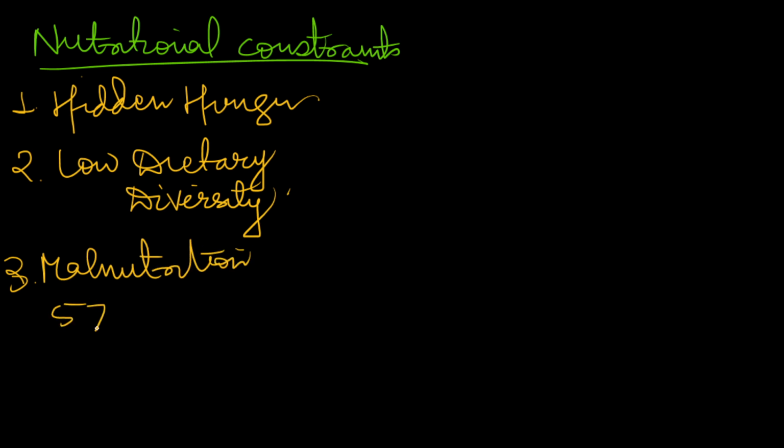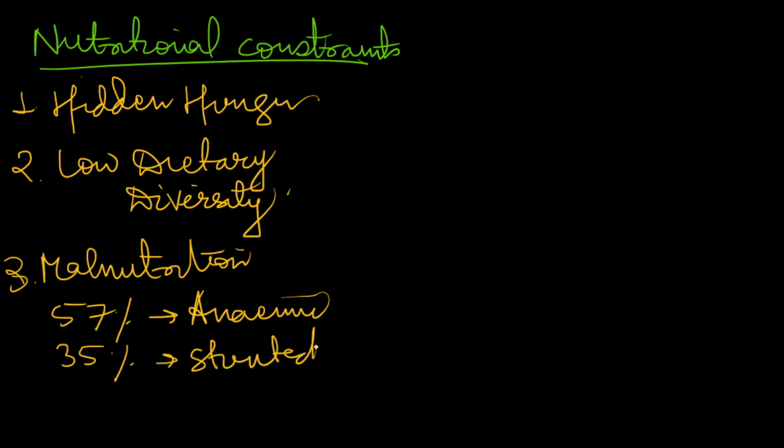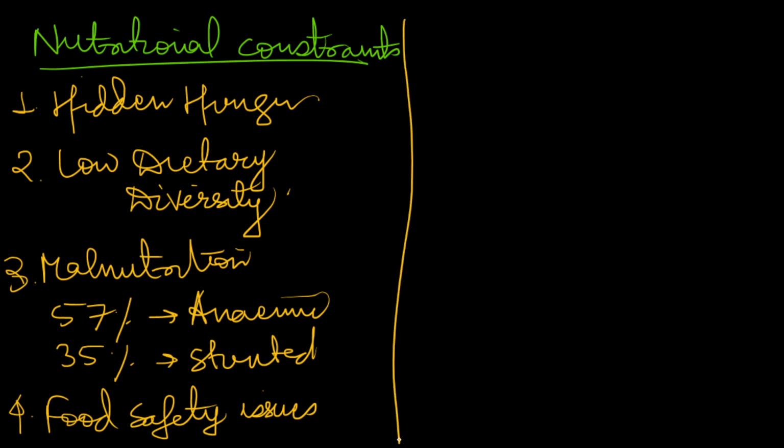Around 57% of girls and women are anemic. Around 35% of children are stunted. So all these are major problems. Food safety issues are there. A lot of food is adulterated. Microbial hazards are there in food. So all these are nutritional constraints.